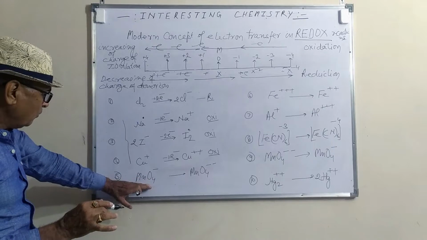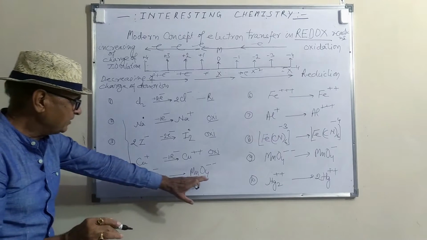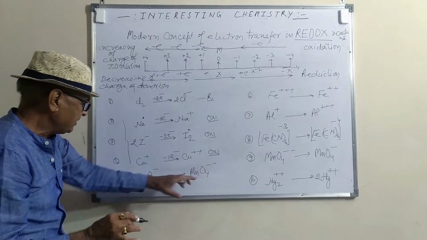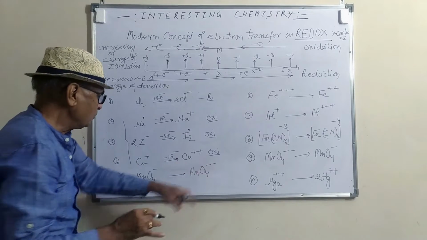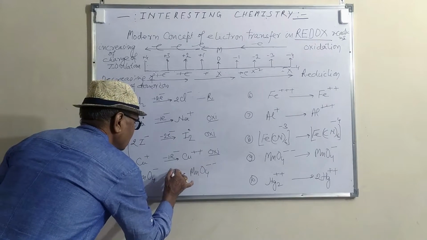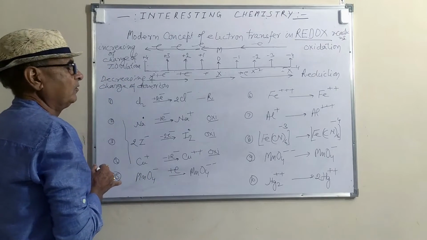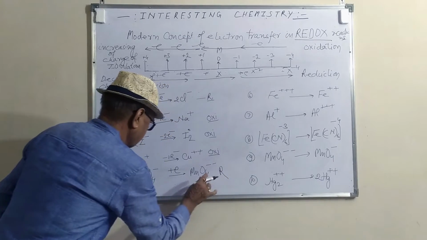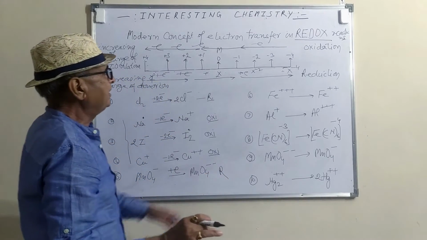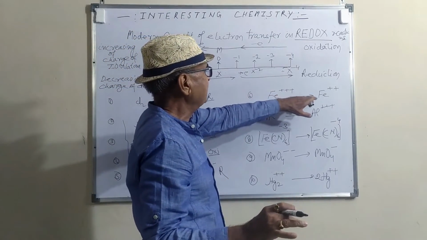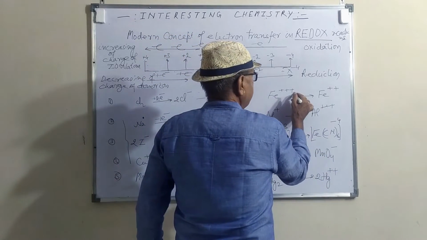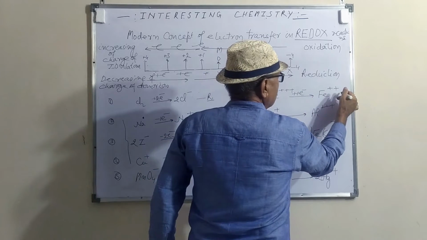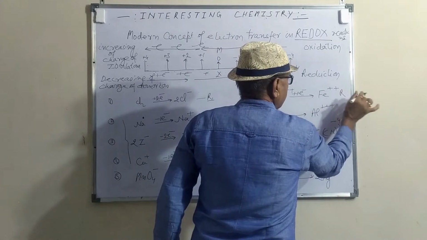Now here MnO4 minus, this is permanganate, and this is manganate. Note the names, permanganate and manganate. Here minus 1 to minus 2, so addition of one electron, gain of one electron. It is an example of reduction. And here Fe triple positive to Fe double positive. Again, one electron is added to Fe, so it is also reduction.